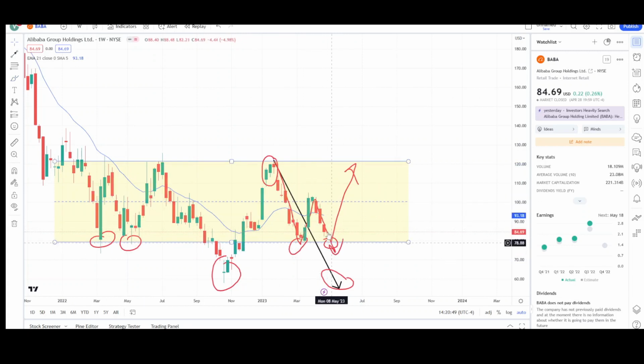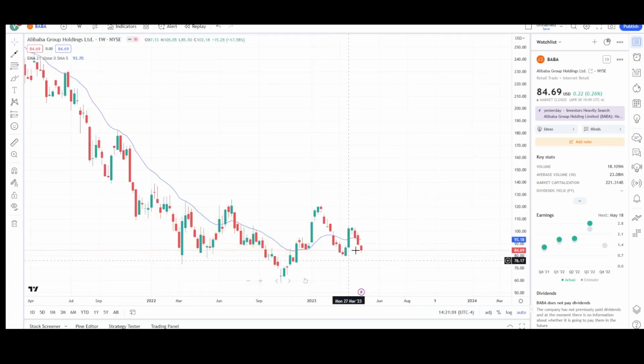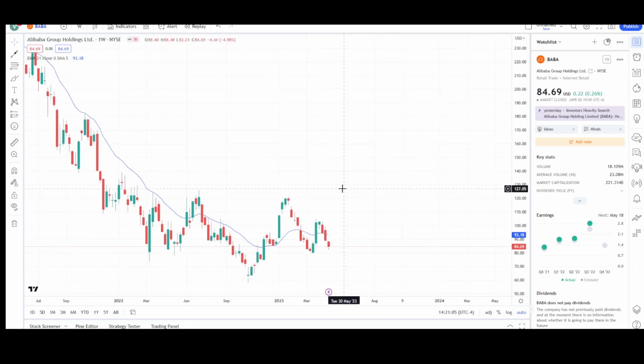So right now it looks like we'll probably see a little pullback, and then we'll have to wait and see if we get another leg down, and see if this $80 level support holds. So that's all I have for BABA this week. I'm expecting a pullback because we saw a move down already, and after that we'll have to wait and see.